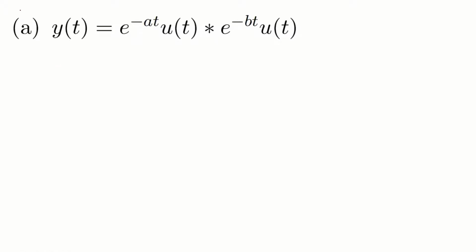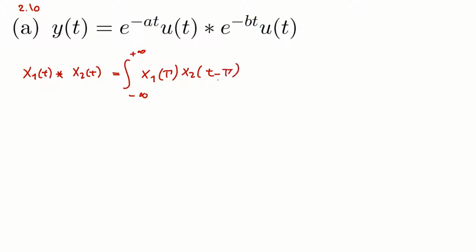Alright, this is question 2.7, and you want to calculate this convolution. From the definition of convolution we know that if we have two signals, say x1(t) and x2(t), and we want to calculate the convolution between these two, the convolution equals the integral from minus infinity to infinity of the first signal x1(tau) times x2(t minus tau) d tau.